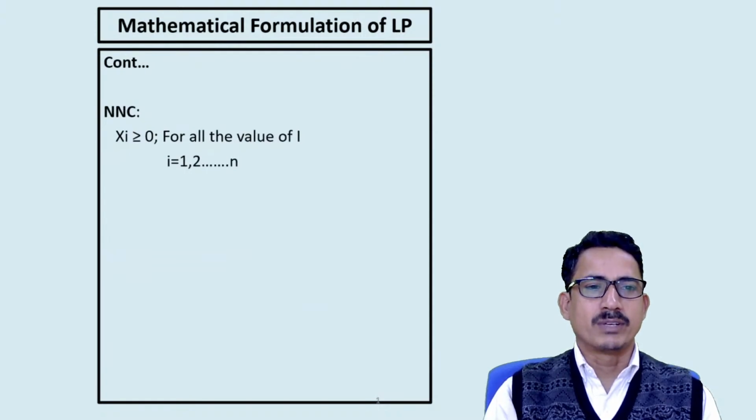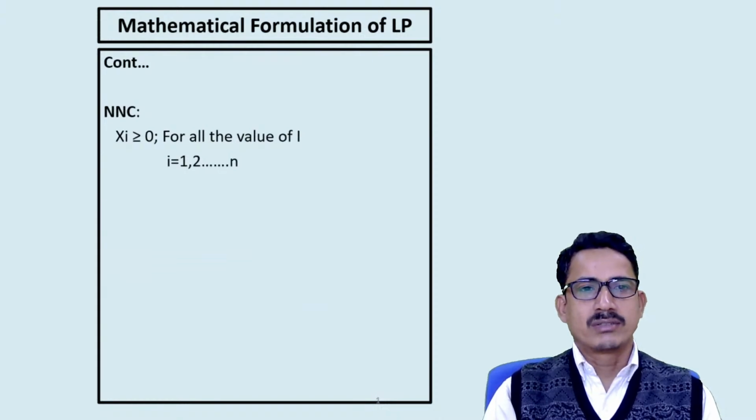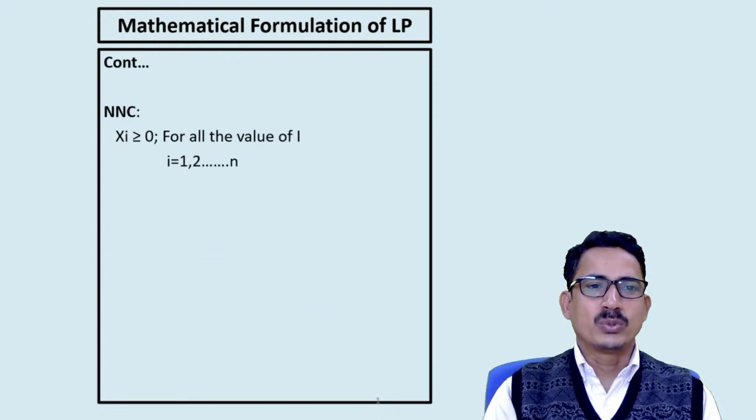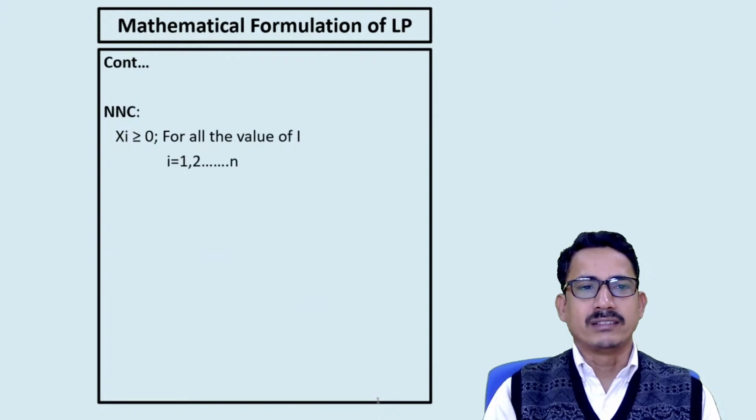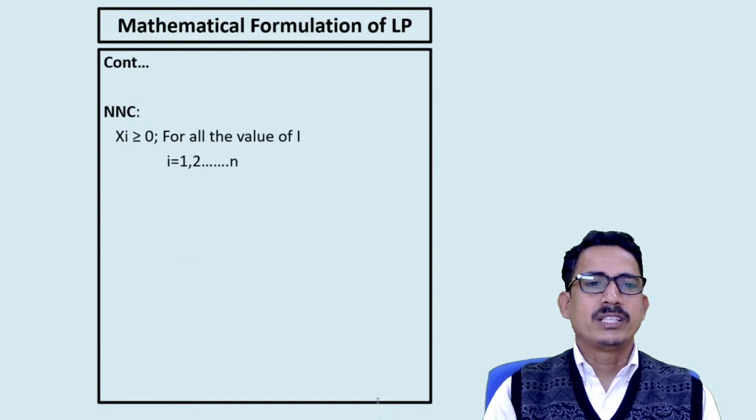Non-negative means either it is positive, which is greater than 0, or 0 also exists. xi greater than or equal to 0 for all the values of i. So i varies from 1 up to n. If you have 3 variables, you can go up to 1, 2, 3. If you have n number of variables, you can take 1, 2, up to n.